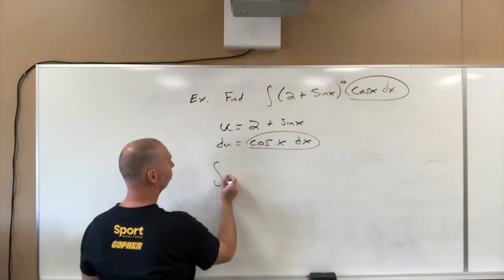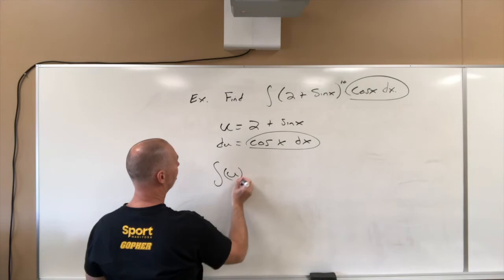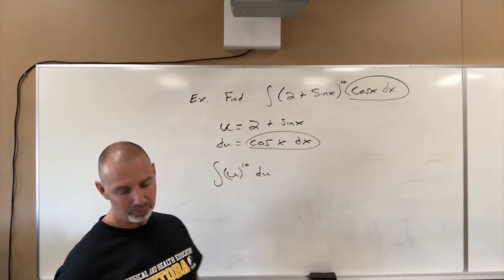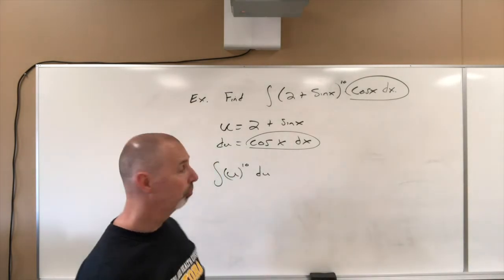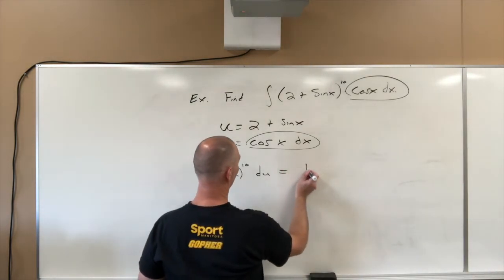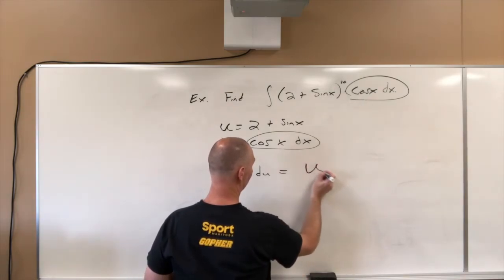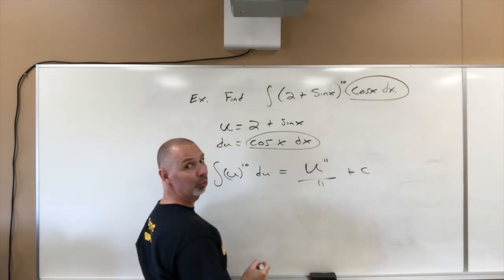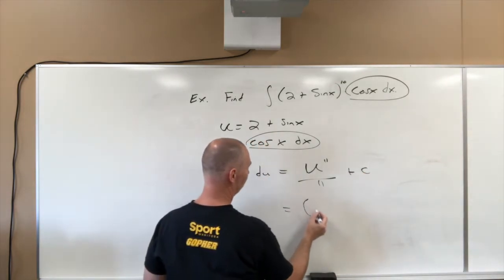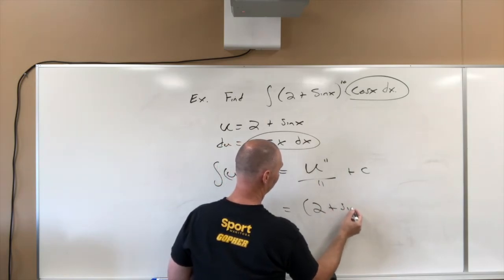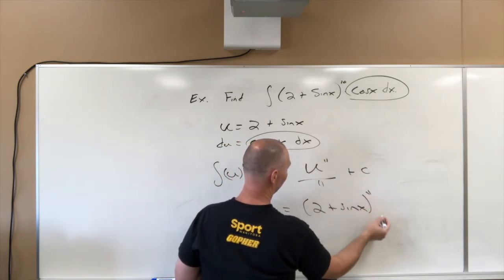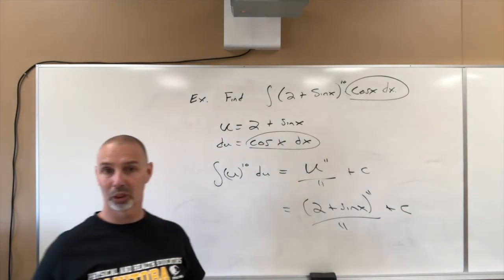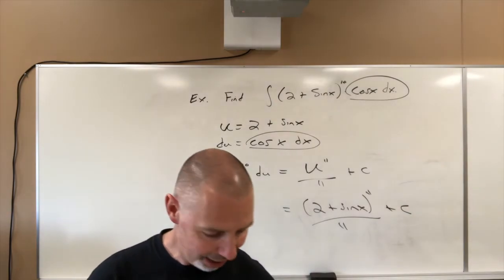It becomes the integral of u to the power of 10 du. And at this point, it becomes real simple. The integral of this becomes u to the 11th over 11 plus c. Let's reverse our substitution to finish up. 2 plus sine x to the 11th over 11 plus c. And we're all done. It's just like that.